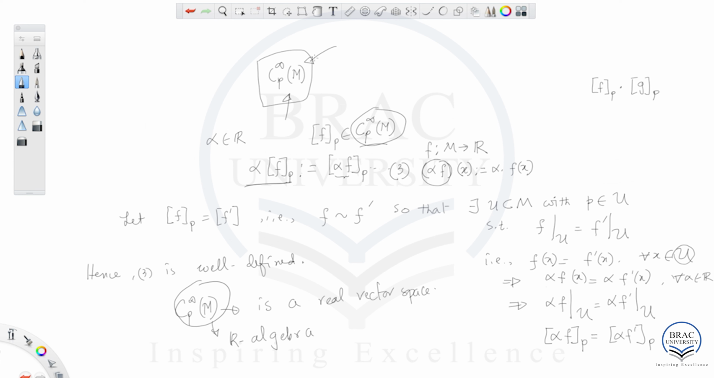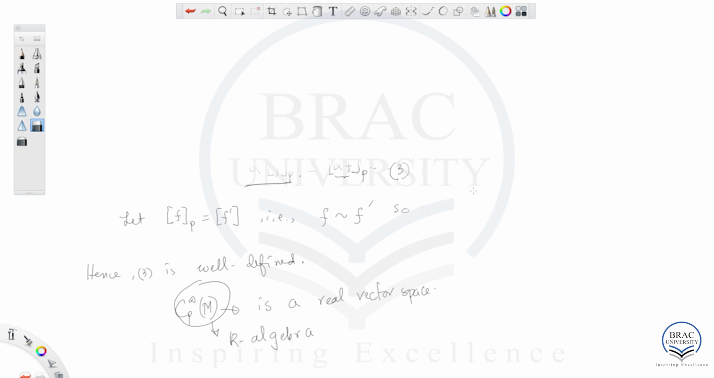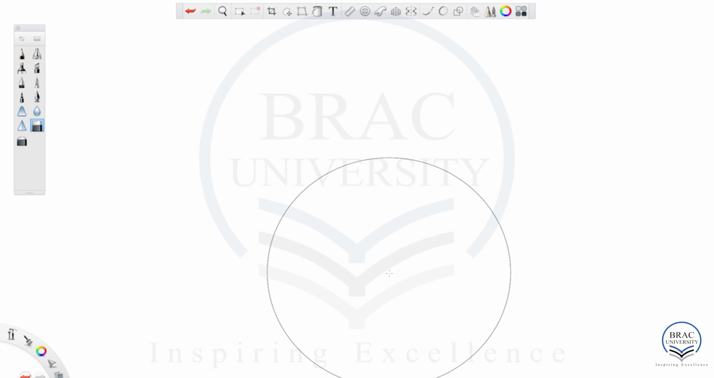Okay. Now we come to the very important definition of point derivation that will be required to identify the tangent space to a manifold. So the next definition is that of a point derivation.